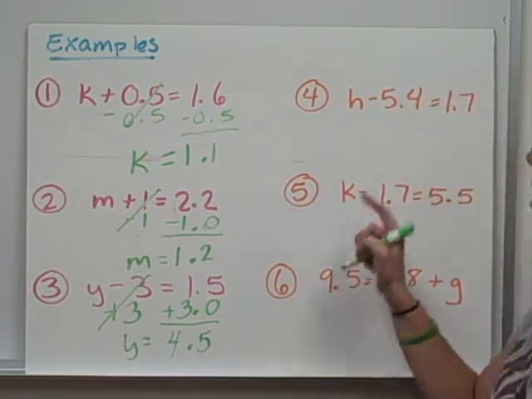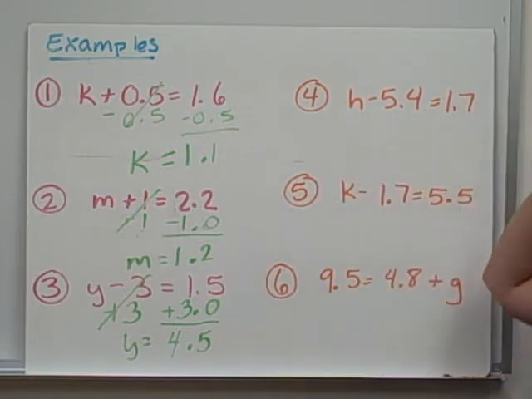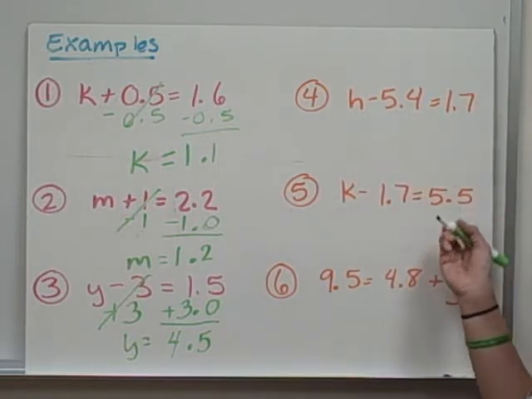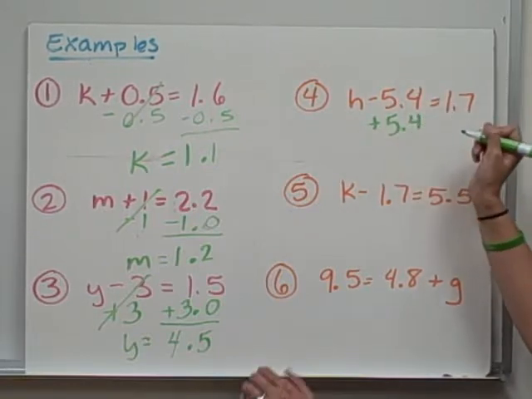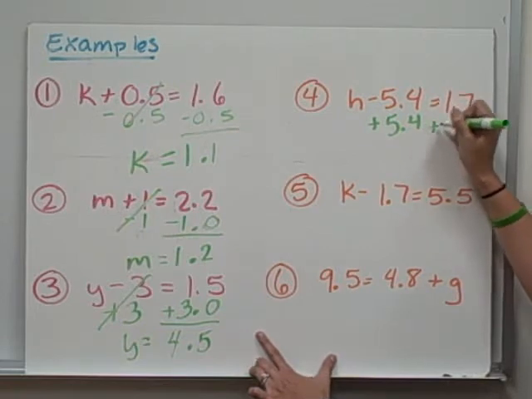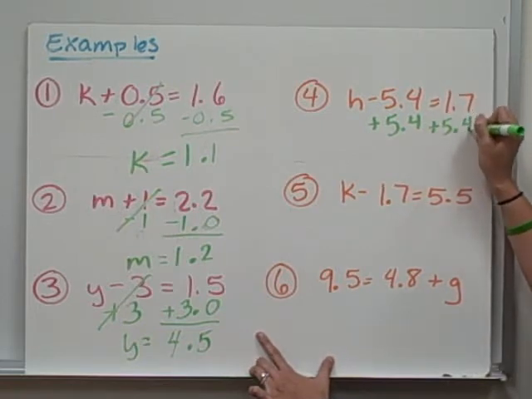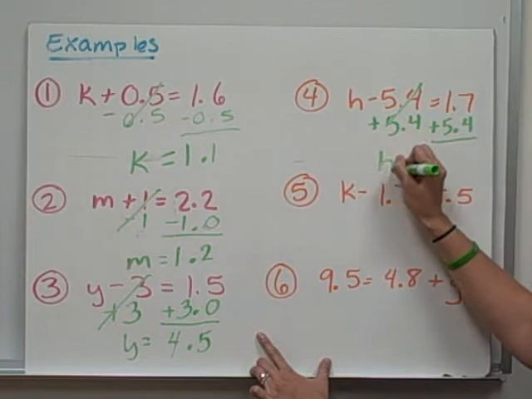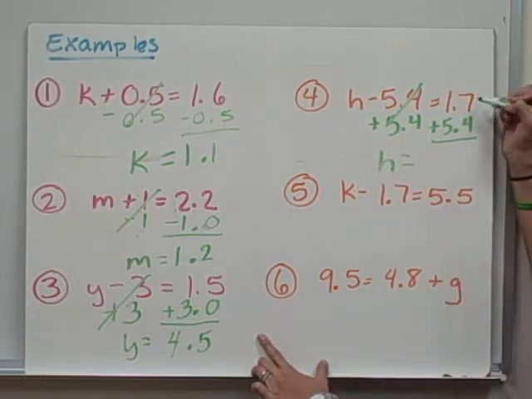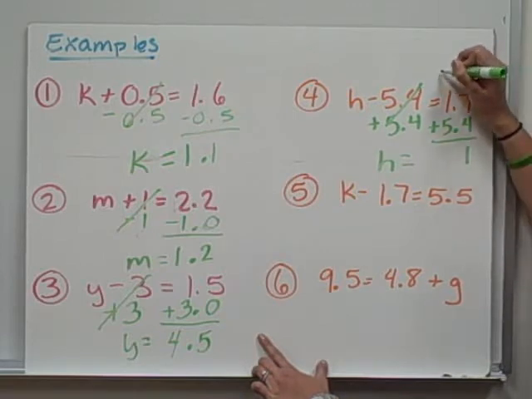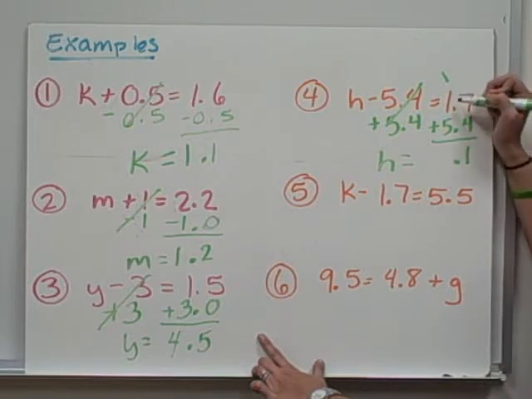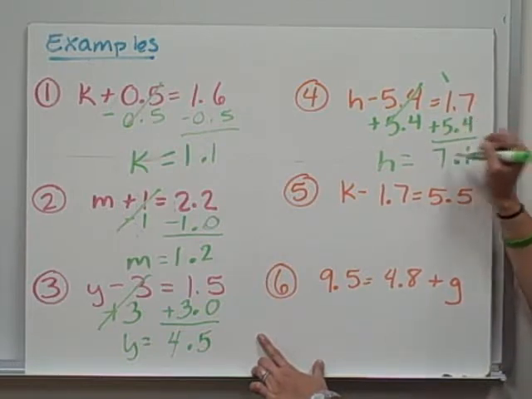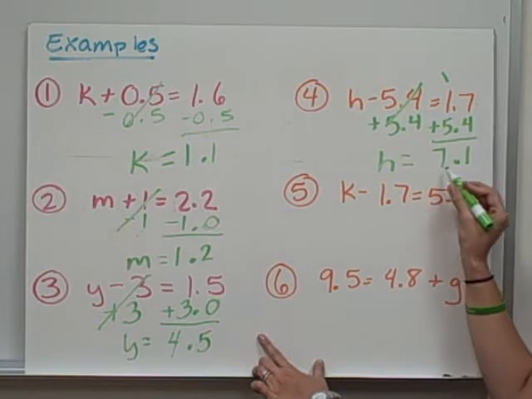Number 4, h take away 5.4 equals 1.7. So I undo the subtraction with addition. What I do to one side, I have to do to the other, and I have to line up my decimals. I'm adding, so 7 plus 4 is 11, carry the 1. Bring down my decimal. 1 plus 1 plus 5, that's 7. So h equals 7.1.